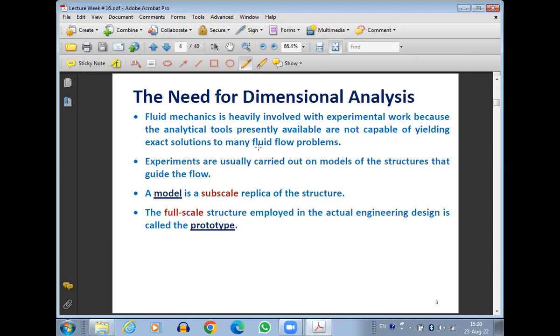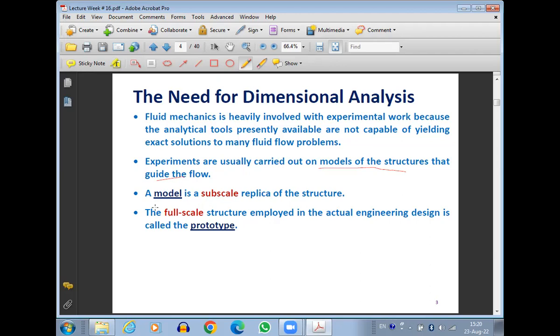Okay, so the best thing is that when you want to design something, to do the experiments. Okay, so experimentation is hugely involved in the course of fluid mechanics. Now, experiments are usually carried out on models of the structures. We develop models, okay, that guide the flow. Normally, the model is a small scale device. Okay, the real thing might be big.